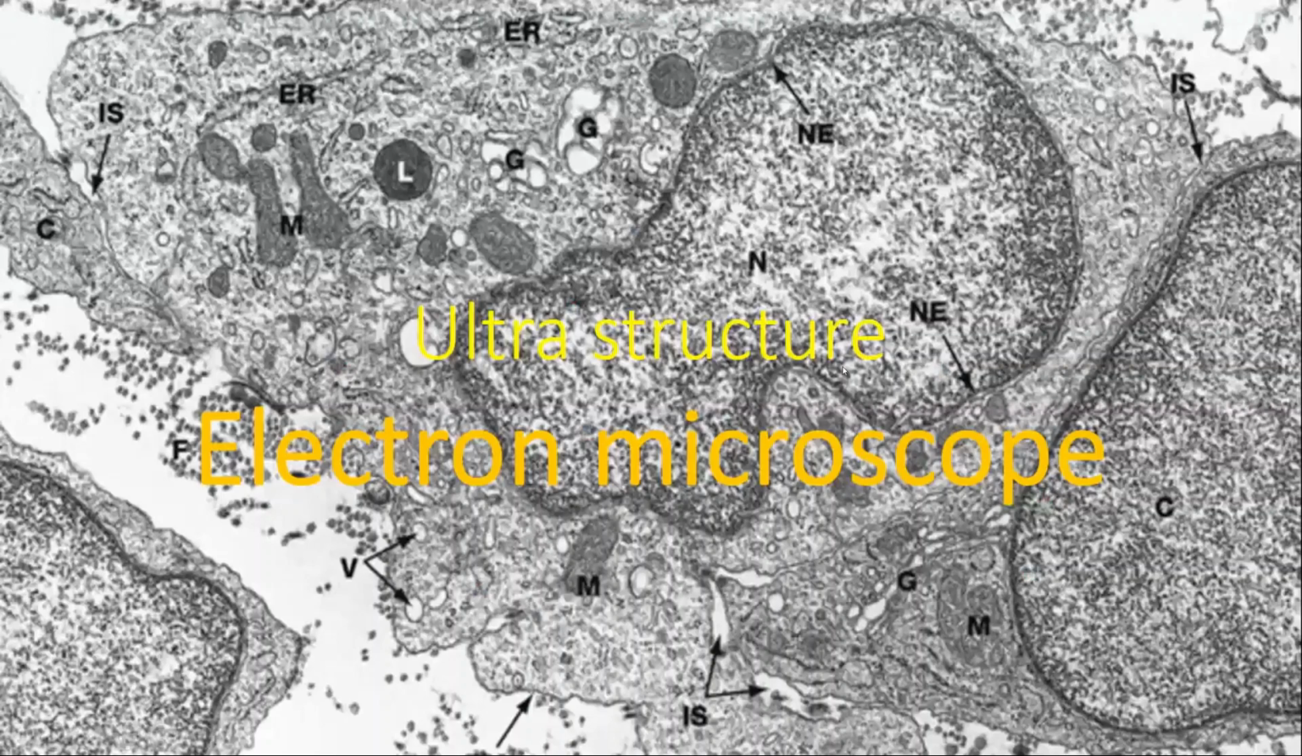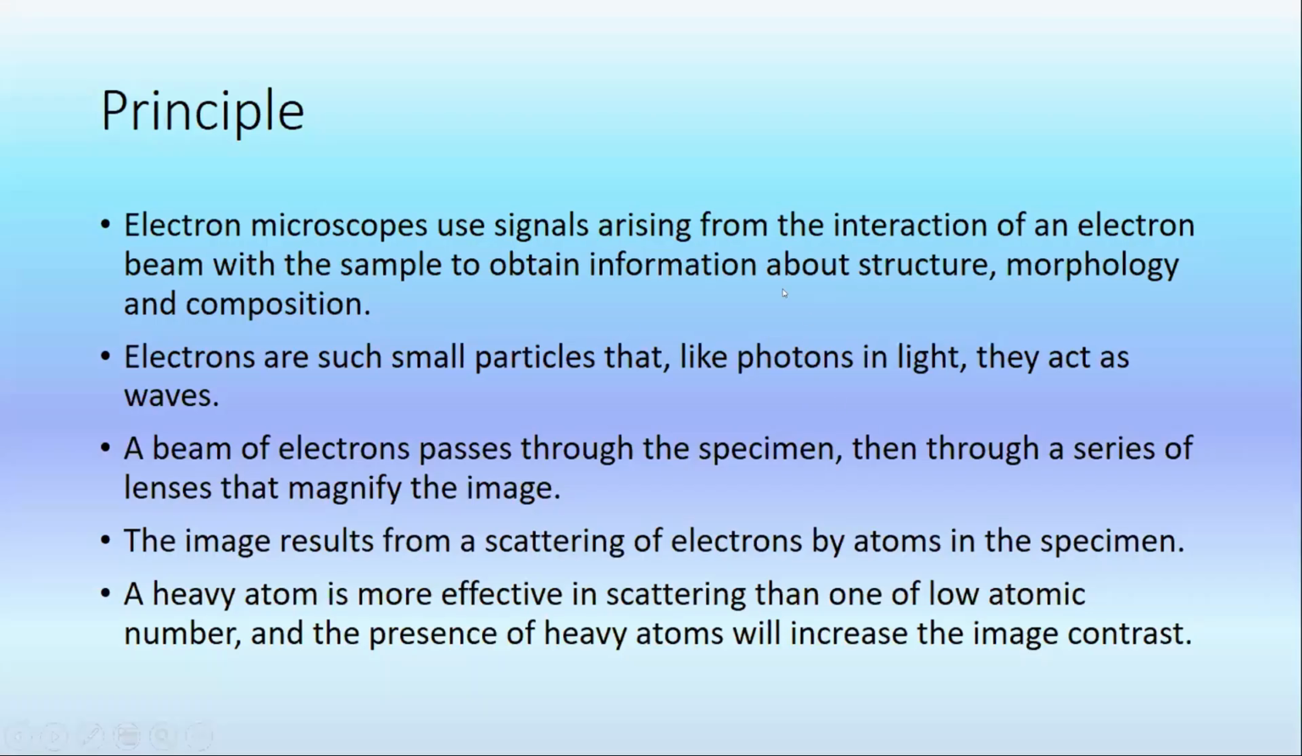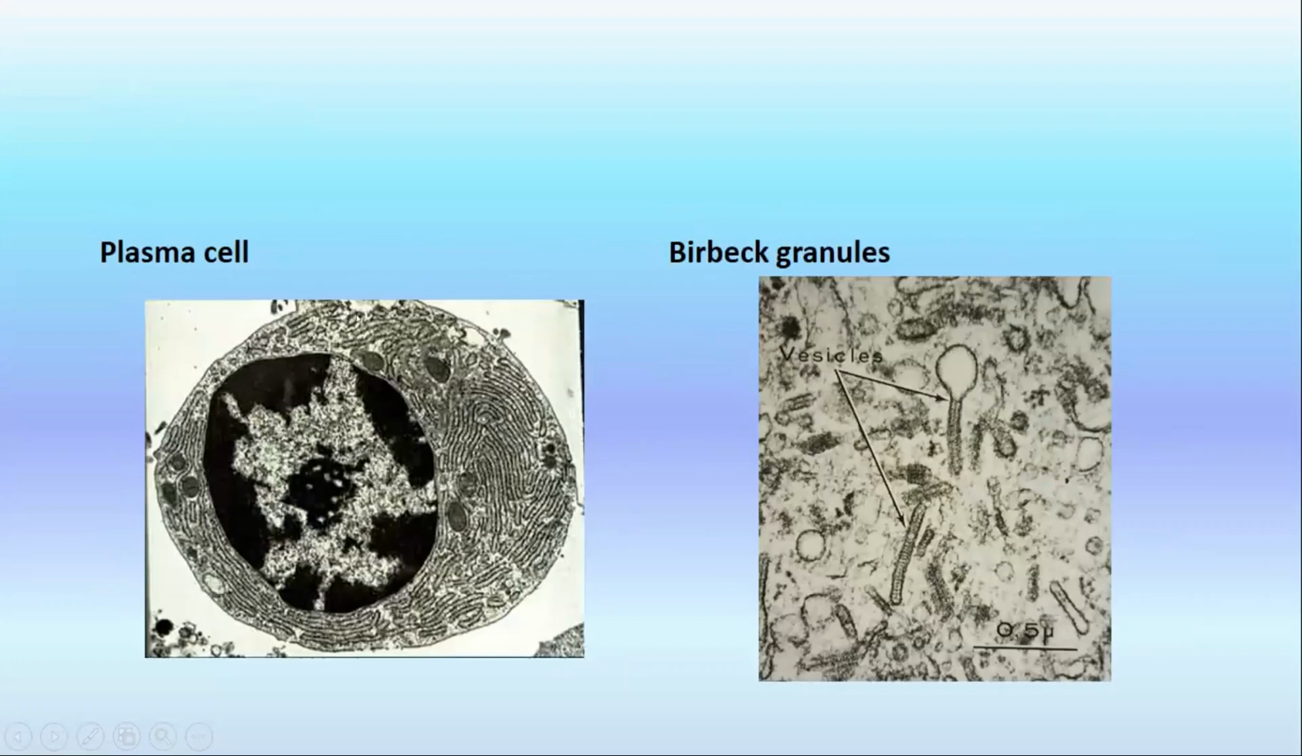Another method that we used to have in our lab is the electron microscope to look for the ultrastructure. Basically, the principle is we use an electron beam. We stain with a heavy metal, stain the tissue, and then we put the tissue under this beam. So you get to see the ultrastructure of the cells.